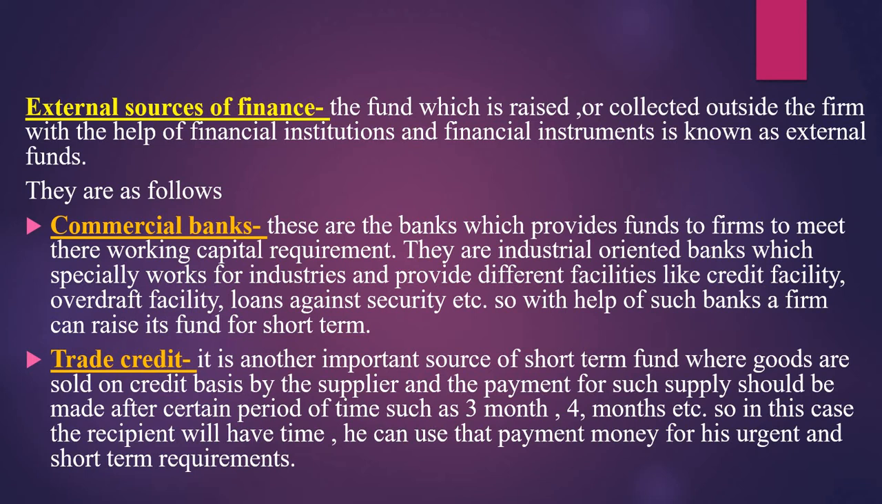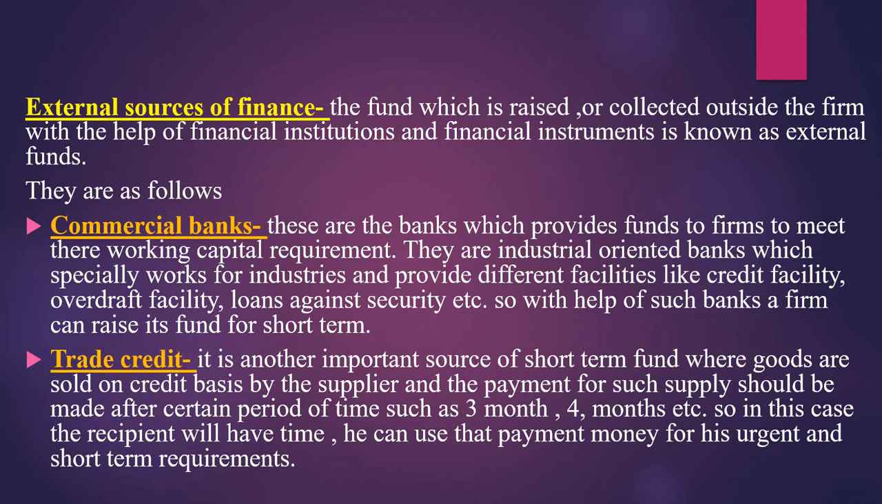Next is trade credit. It is another important source of short term fund where goods are sold on credit basis by the supplier, and the payment for such a supply should be made after a certain period of time such as 3 months, 4 months, or maybe 6 months, depending upon the contract.